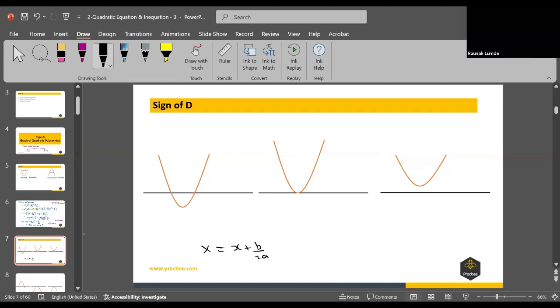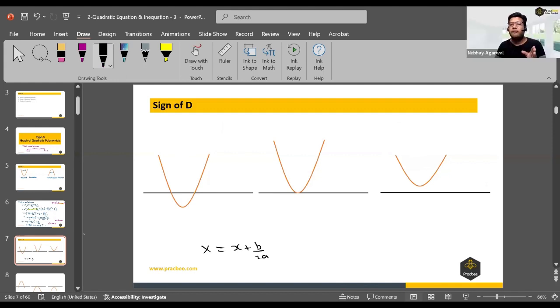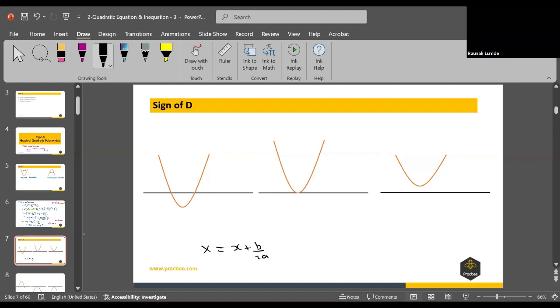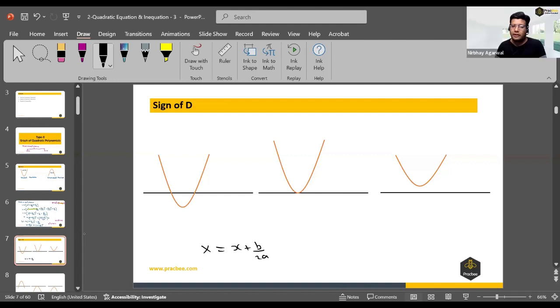Wait, 1 minute. I didn't understand. Can you repeat? I am saying the graph, there are three conditions. Either the graph will cut at the x-axis, like this, at two different points, or touch at the x-axis, or no cut, no touch.